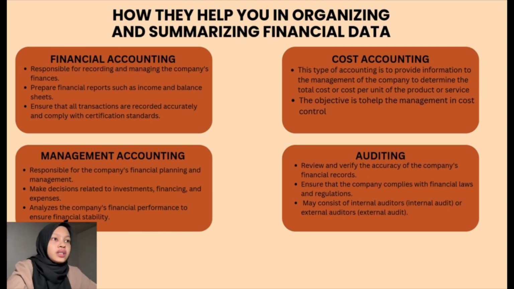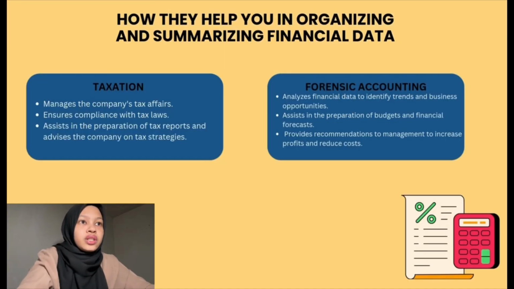Fourth is auditing. Auditing is to review and verify the accuracy of the company's financial records. They ensure that the company complies with financial laws and regulations. They consist of internal auditors or internal audit, and external auditors or external audit. Fifth is taxation. Taxation manages the company's tax affairs. They ensure compliance with tax laws. They also assist in the preparation of tax reports and advise the company on tax strategy. And the last one is forensic accounting.